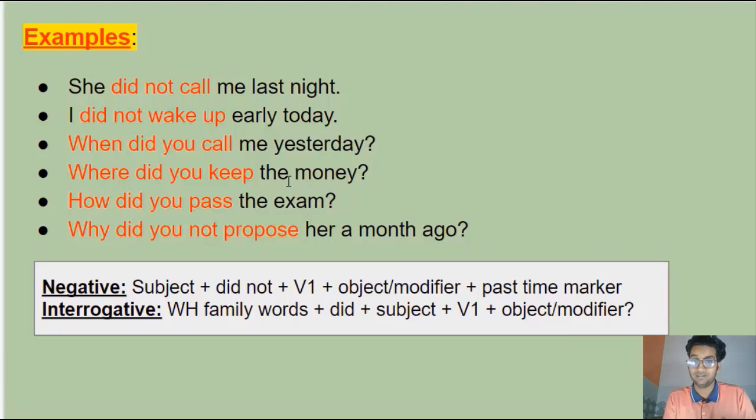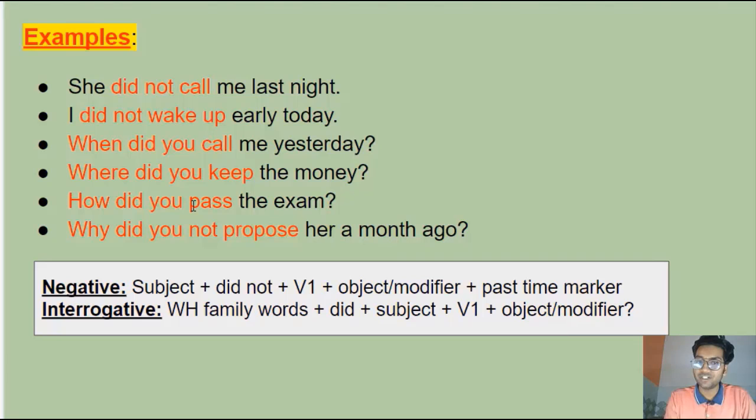Next, where did you keep the money? Where did the action happen in the past? You kept the money, right? Somewhere. I know the time when you did it. I just want to know where it happened. Where did you keep the money? How did you keep the money? When did you keep the money? If I wanted to know about the time, I would start the sentence with when.